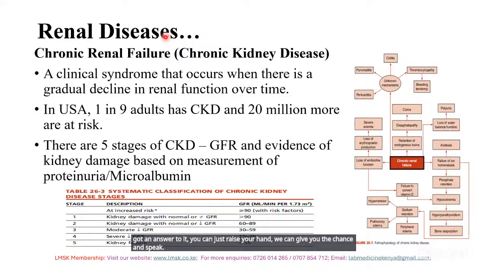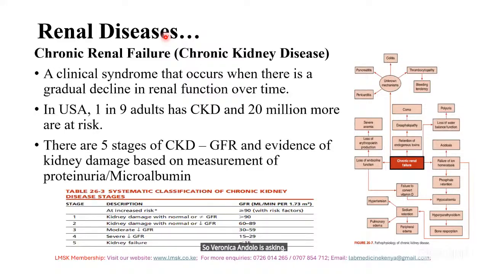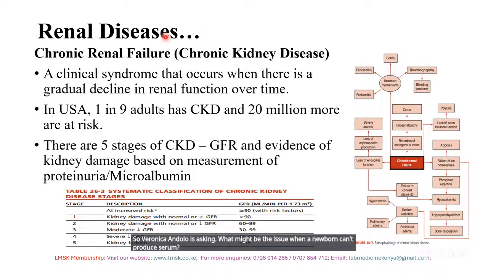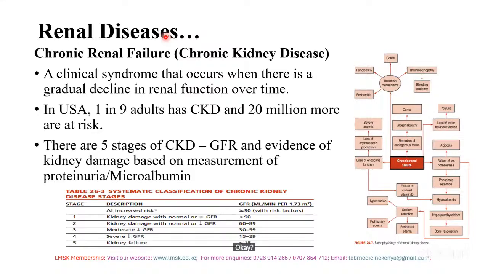Yes. Veronica Ndolo is asking, what might be the issue when a newborn can't produce serum? Okay, client with HB, maybe the newborn has an HB of 24.9, HCT of 65.5, and not able to obtain serum for UECs.